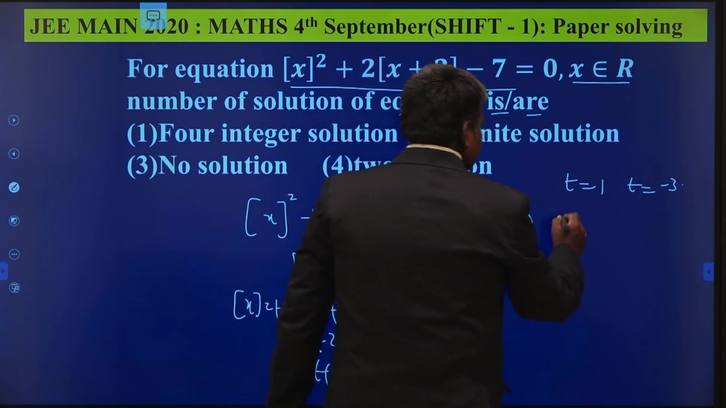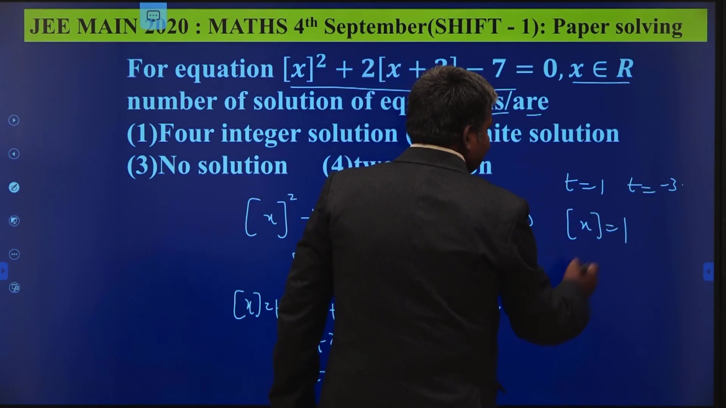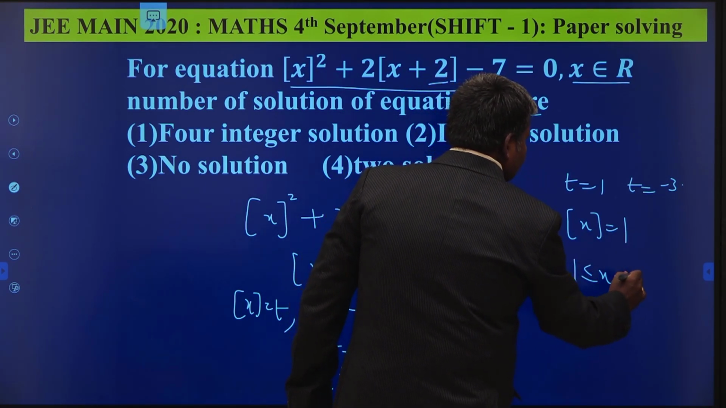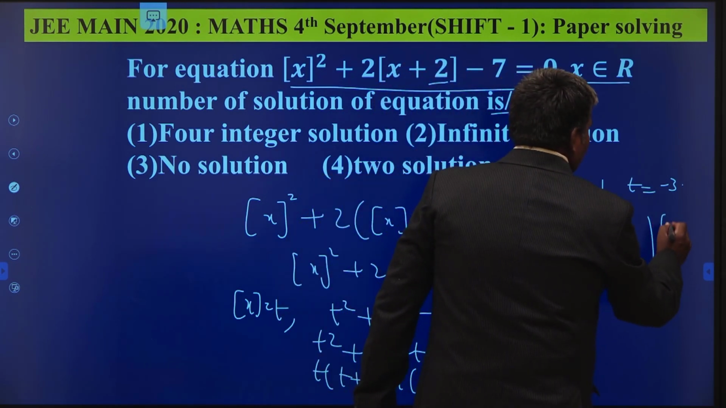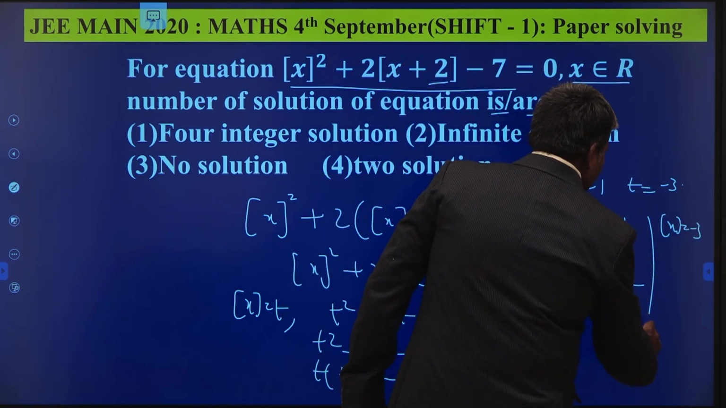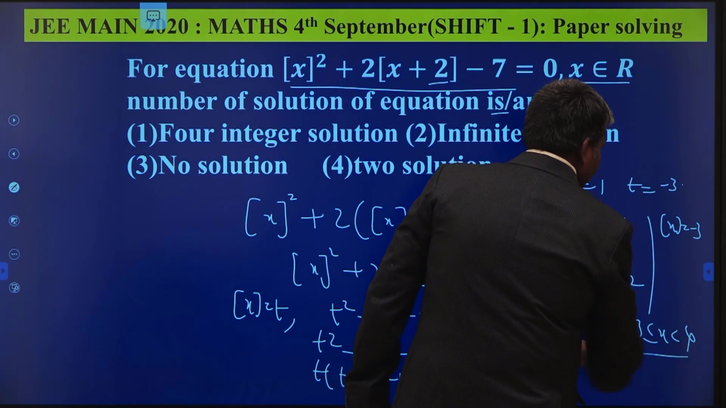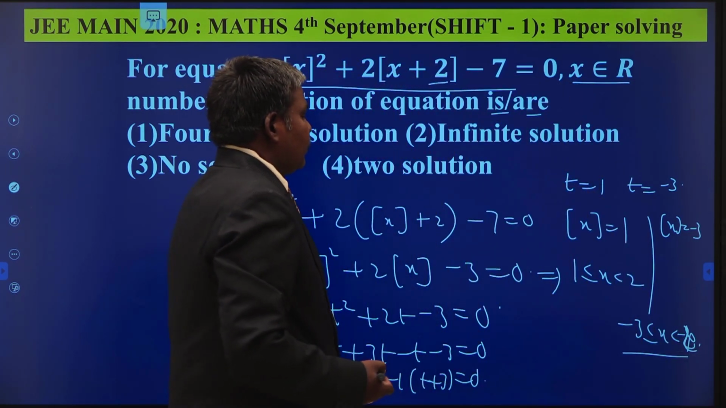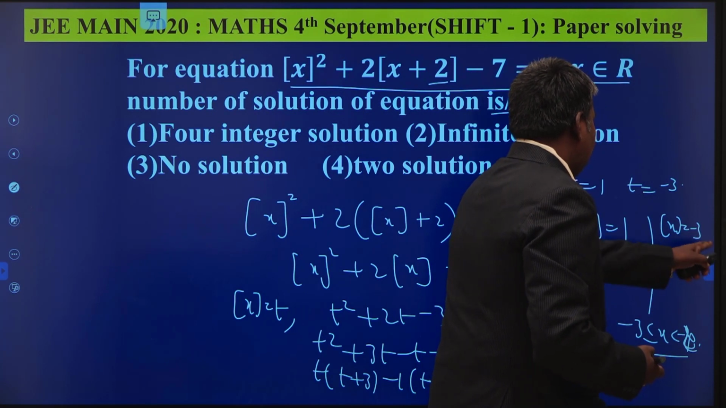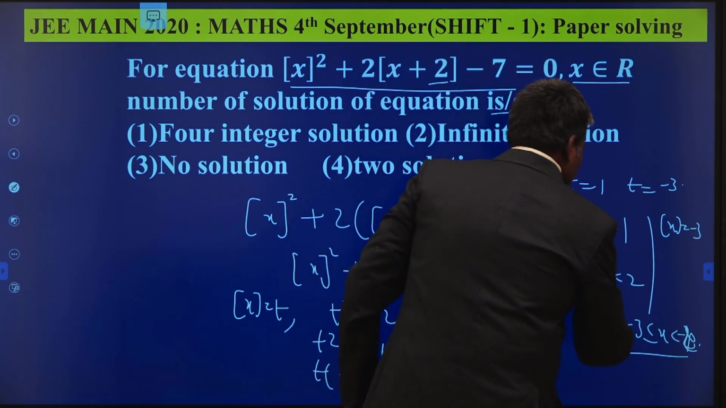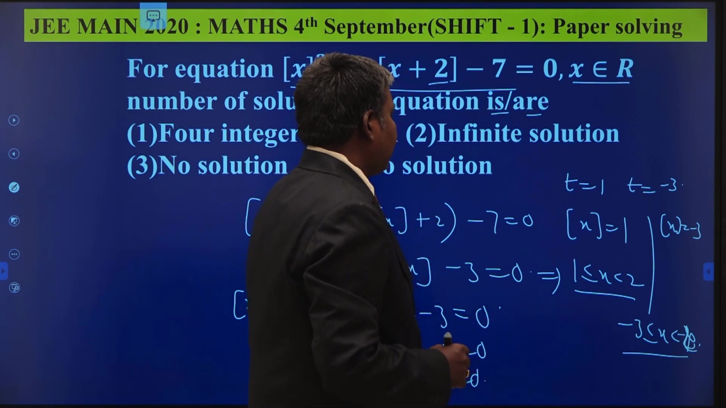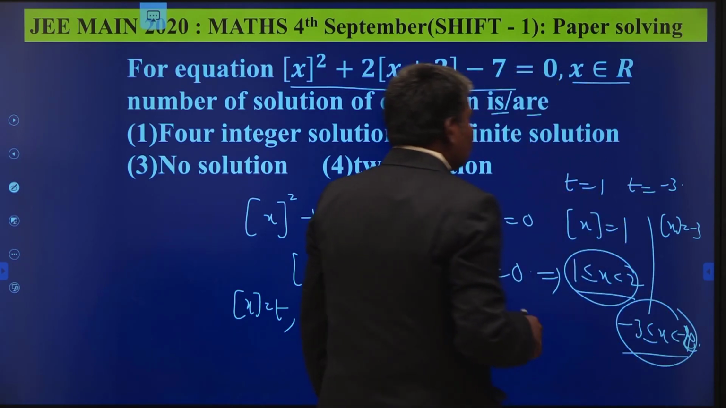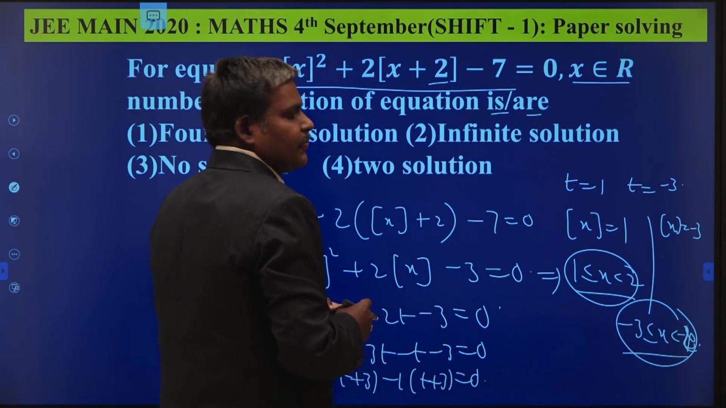What is your t? [x]. [x] is equal to 1 means 1 less than or equal to x less than 2. [x] equal to minus 3 means minus 3 less than or equal to x less than minus 2. This is minus 2. Minus 3 to minus 2. This is your [x] value. It lies between here and here. Therefore, it has an infinite number of values for x. Therefore, the number of solutions is infinite.